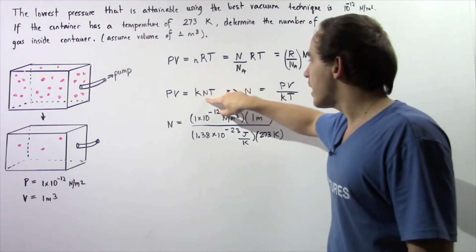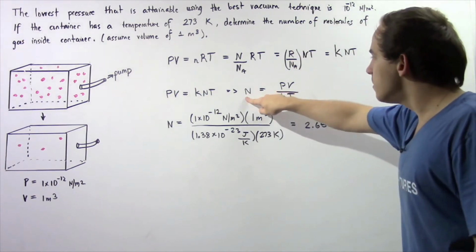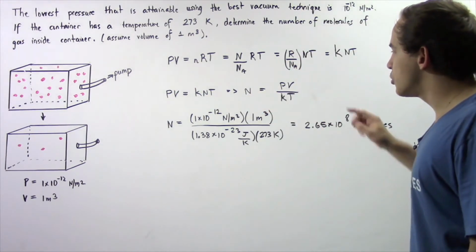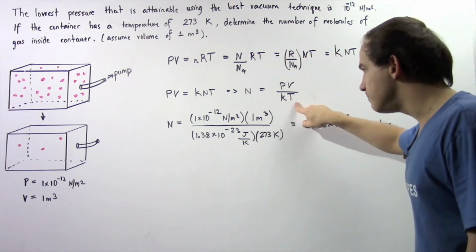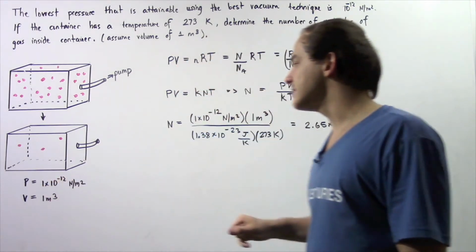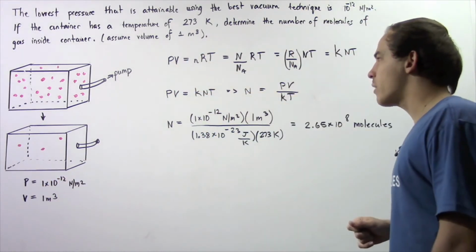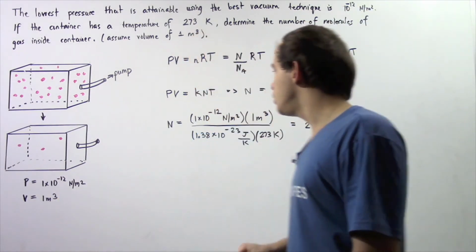So let's rearrange this equation and solve for N. The number of molecules N is equal to the ratio PV divided by kT. Now we know what P is. It's given to be 1 × 10⁻¹² newtons per meter squared. We know what V is. It's given to be 1 meter cubed.